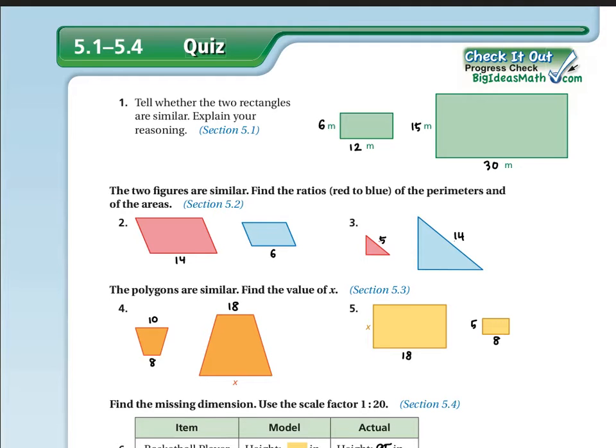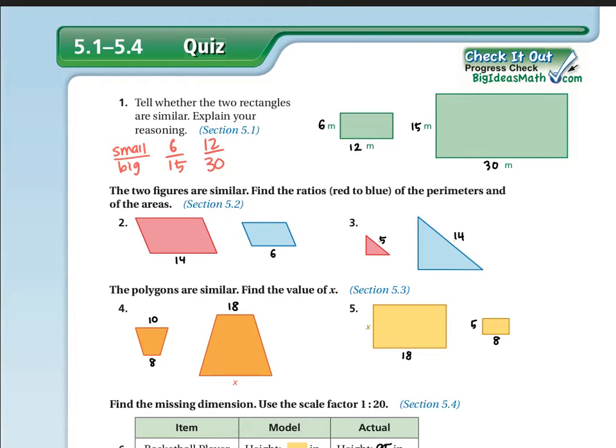Number 1 question, tell whether the two rectangles are similar. Explain your reasoning. So we're going to take a look at these two rectangles and compare their sides to see if both the length and the width are going to have the same ratio. In order to do that, I'm going to set up the proportion from small to big. And then I'm just going to plug in the numbers, top and bottom. For the first set, I have 6 over 15 because I am going to work with the side first here. And then for the second set, I am going to work with this part, the width part.